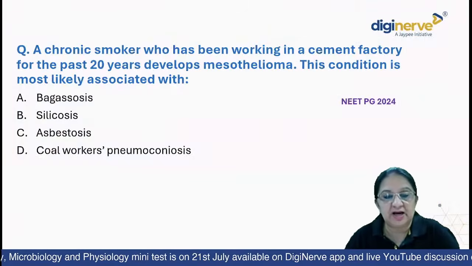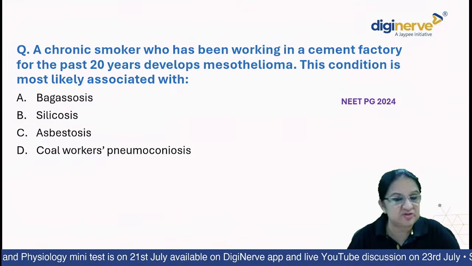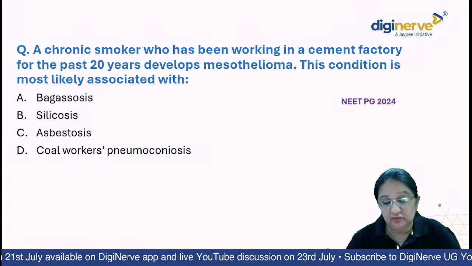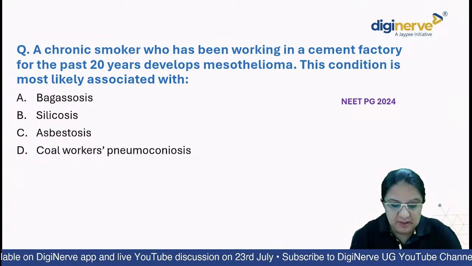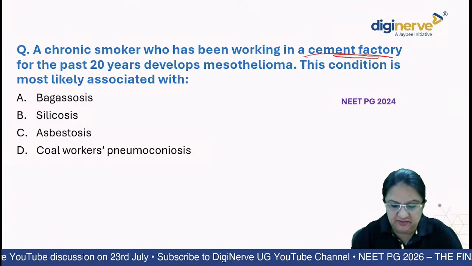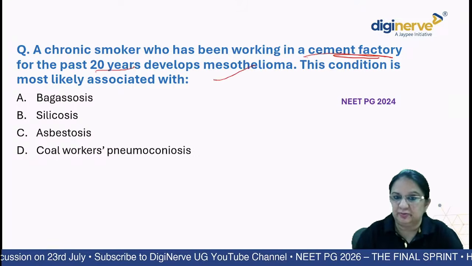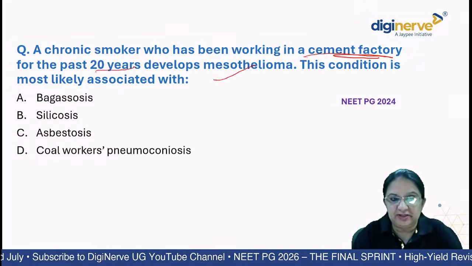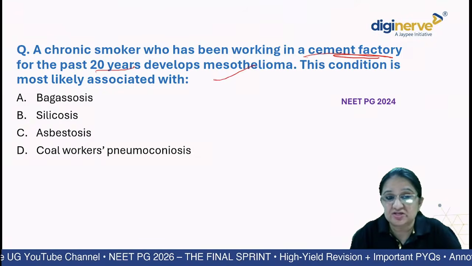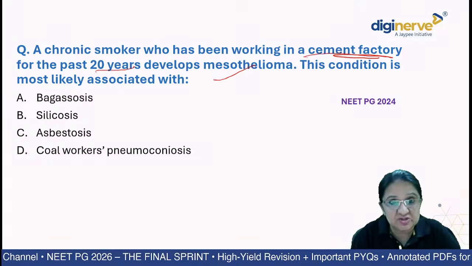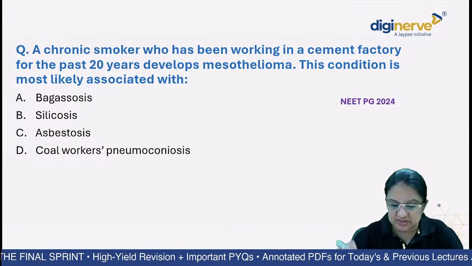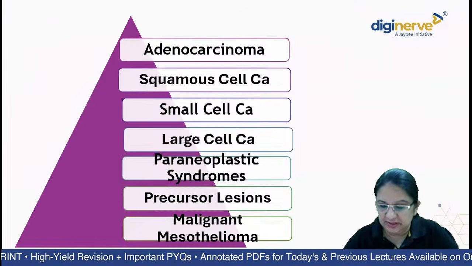The most commonly asked pneumoconiosis are usually asbestosis, silicosis, or coal workers pneumoconiosis, right? So, question: he is working in a cement industry for the past 20 years, developed mesothelioma. Very good. We have already told it is mesothelioma. So the correct answer here, which is the pneumoconiosis associated with adenocarcinoma and mesothelioma? It is your asbestosis, right? Asbestosis. Very simple.